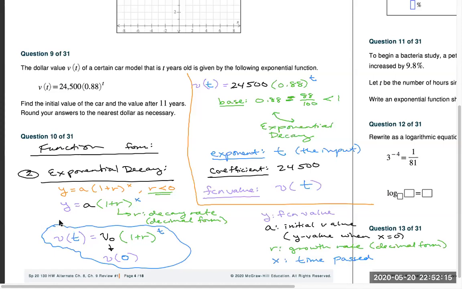Now you might be thinking, how do we know if we have decay or growth without seeing the 1 plus r part? From here, like we discussed before, 0.88 is less than 1, but still greater than 0. So we're going to have decay. If we had a number greater than 1 here, we would have growth. Okay. All right, so that was kind of a lot to go over for that, but it's useful for what we need to talk about next.